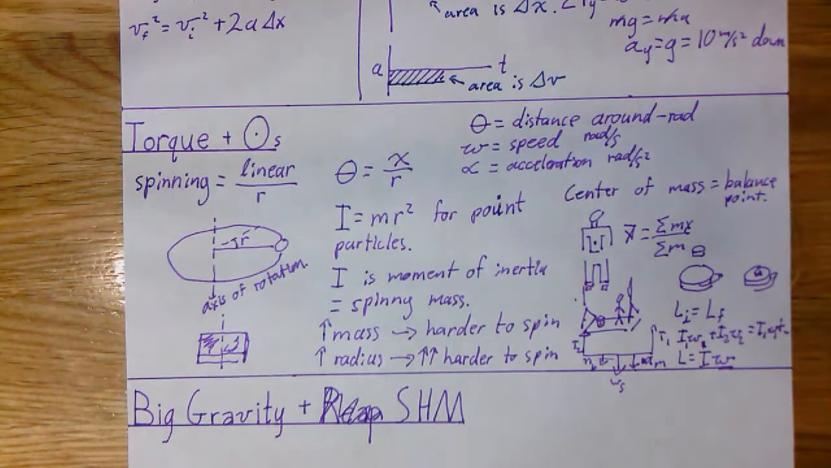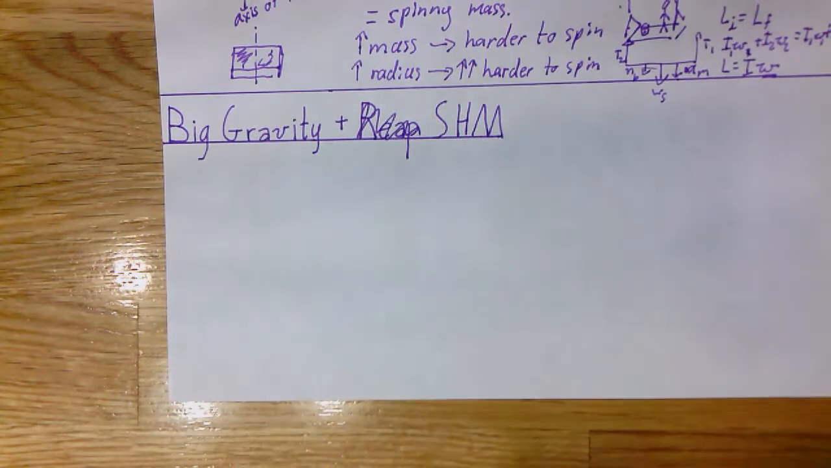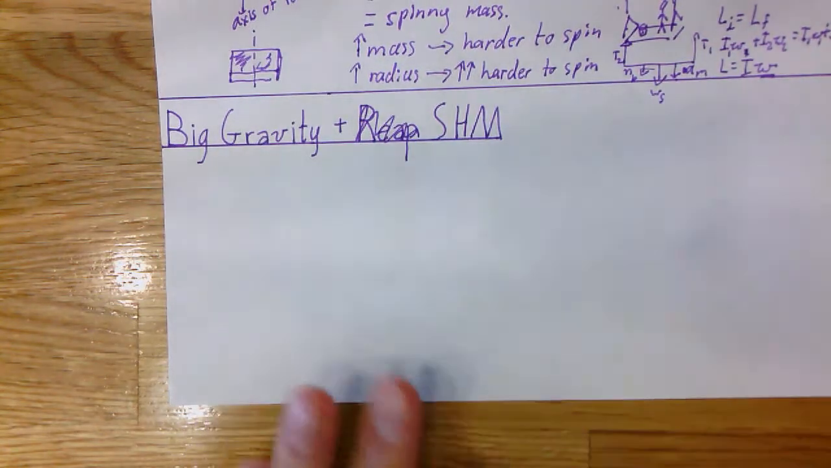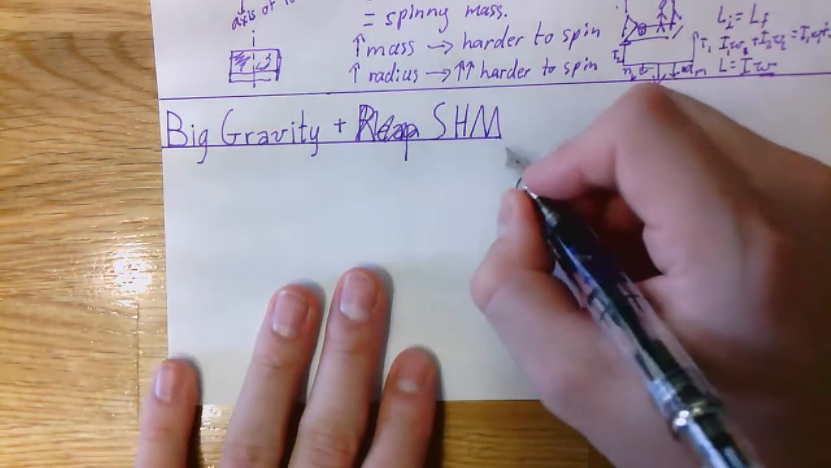All right, that's half an hour. All right, we're gonna power through big gravity and simple harmonic motion, and then we're done. Okay, big gravity, simple harmonic motion.